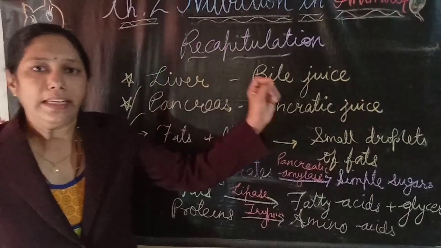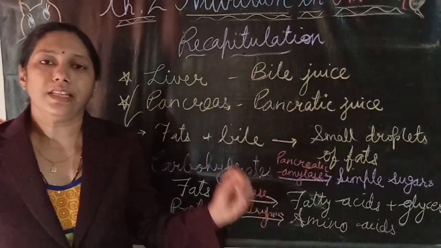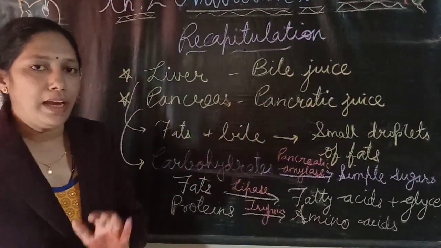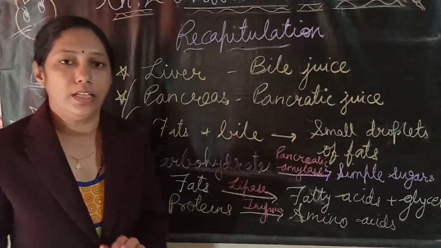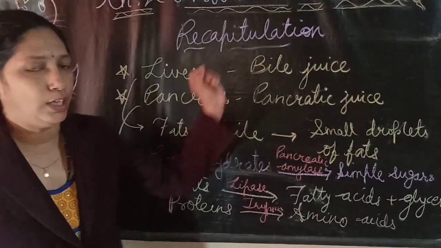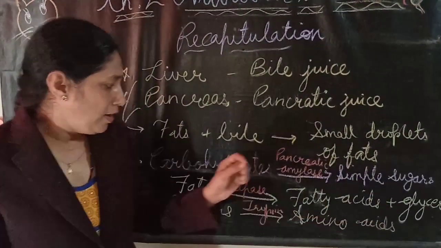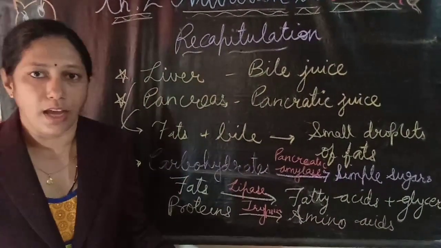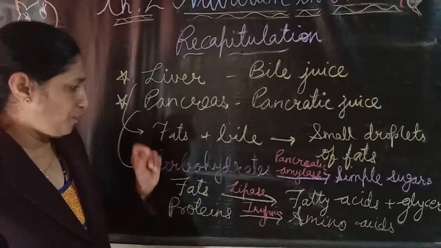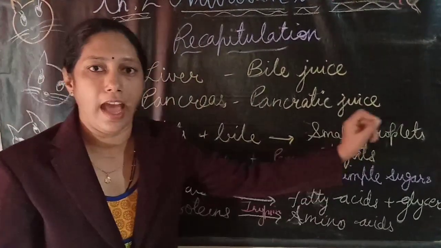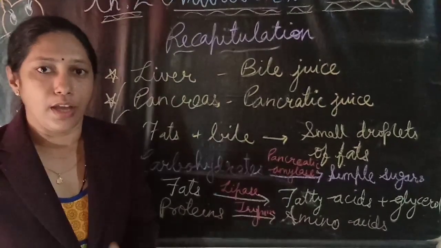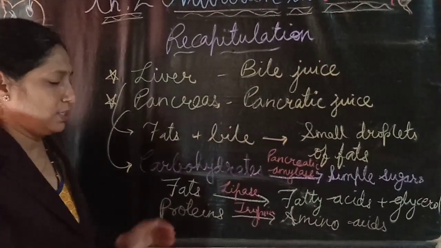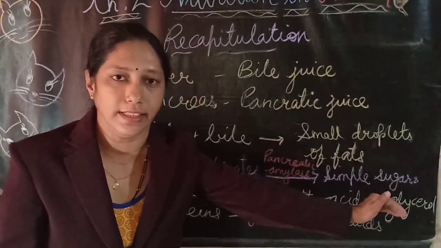Pancreas secretes the pancreatic juice which contains different enzymes. This pancreatic juice contains pancreatic amylase which breaks down the carbohydrates into simple sugars. Lipase is another enzyme which converts the fats into the fatty acids and glycerol. And the trypsin is another enzyme which digests the proteins into the simple amino acids.